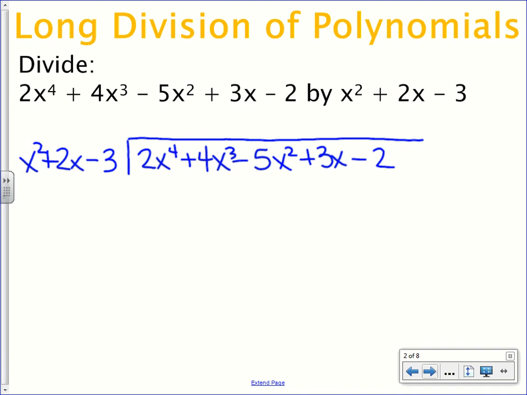Just like with long division of numbers, we are going to ask ourselves how many times our divisor goes into our dividend. We're going to start with always the first term. How many times does x squared go into 2x to the fourth? Or you can say x squared times what is 2x to the fourth? That would be 2x squared.